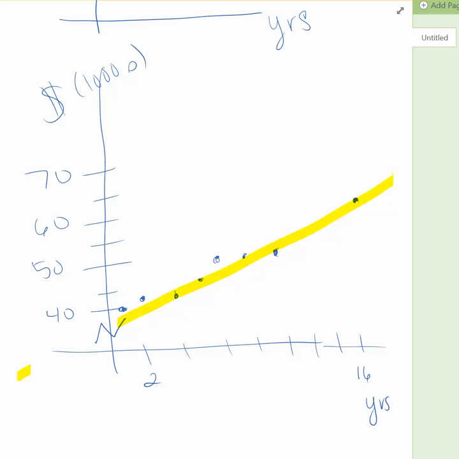Pay attention to how the problem's worded, but typically it tells you which one's X and which one's Y. But in this case, we used our reasoning skills. It makes sense that the years would define the values for the salary.